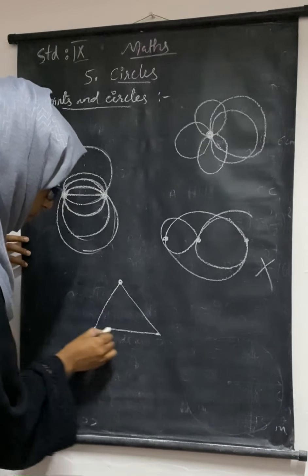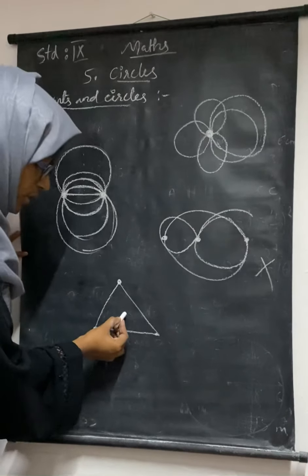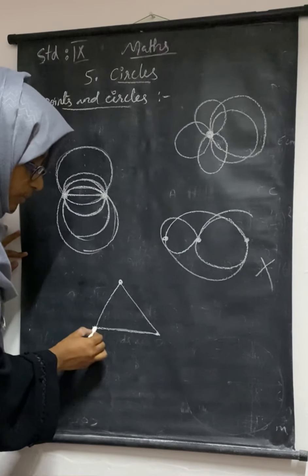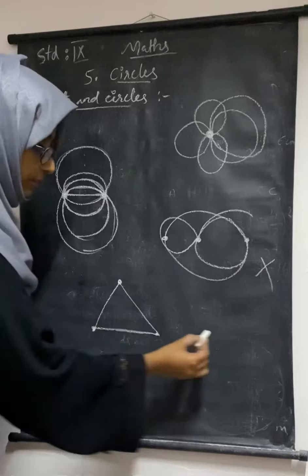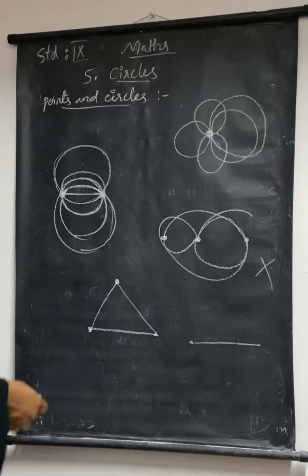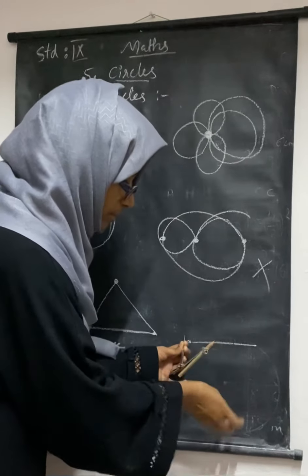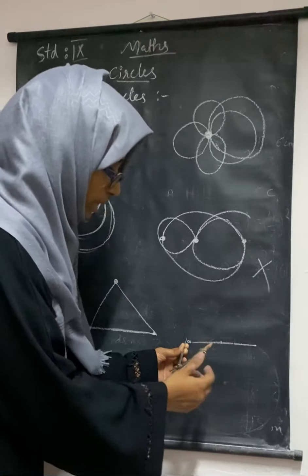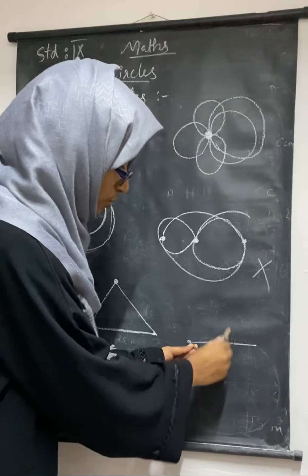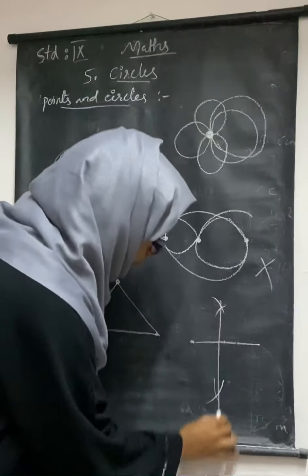If I join these 3 points, you get a triangle. So how can you draw a circle? Here you have to find the bisector of this line. For the bisector, take the compass and take more than half. What is more than half? This is the center, so this is half actually, and we want more than half, somewhere here. Put an arc here, up and down. Same way here, up and down, so that you will get the center line.